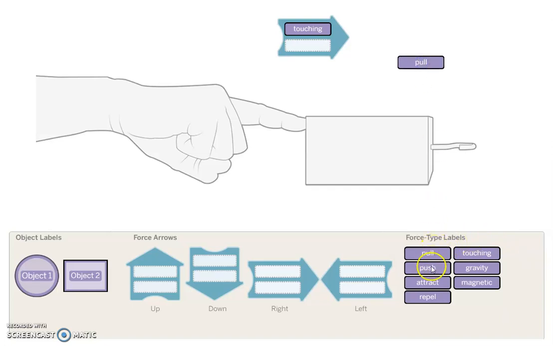Is this a pull or a push? What's happening right here? Is the finger moving the box into the finger, or is the finger moving the box away from the finger? Yeah, it's going to be a pushing force. So that's what's happening here. The finger is touching the box, so we have a touching force, and it's pushing the box away to the right, so it's a push. The finger is pushing the block.